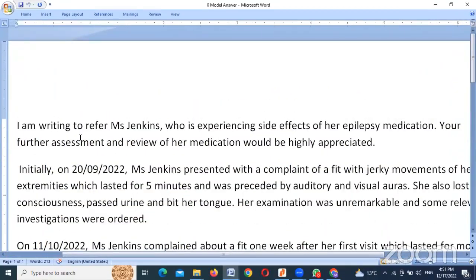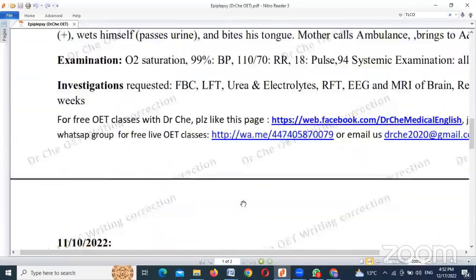Okay, so I'm writing to refer Ms. Jenkins, who is experiencing side effects of her epilepsy medication. So I have mentioned that she is epileptic. When I am writing her epilepsy medication, it means she is epileptic. Your further assessment and review of her medication would be highly appreciated. Okay, clear? This is one of the difficult parts in your letter to write. Okay, so now we have the second part.